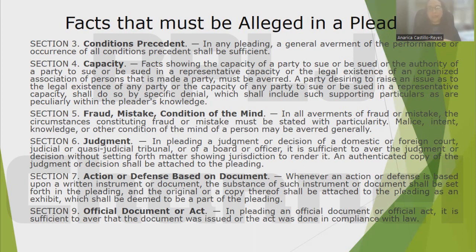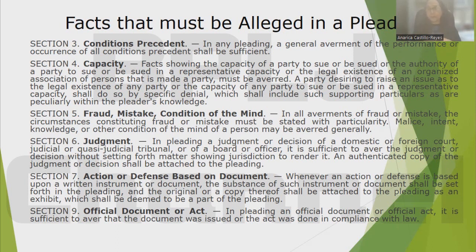Okay, another is capacity. Facts showing the capacity of a party to sue or be sued, or the authority of a party to sue or be sued in a representative capacity, or the legal existence of an organized association of persons that is made a party must be averred.